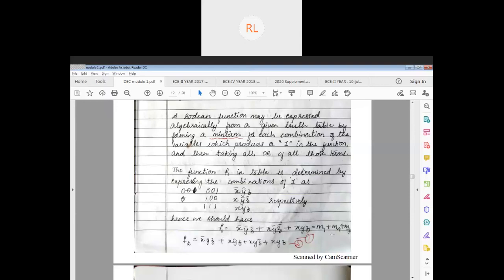Now if I have to represent it in the form of m, then I can put it as m1, m4, m7. Why is it m7? Because it is 111. Why is it m4? Because it is 100, the binary format of 4. And why is it m1? Because it is 001. So it is m1, m4, m7. So similarly, I get the equation for f2 as well.